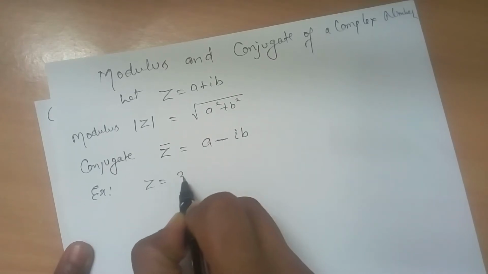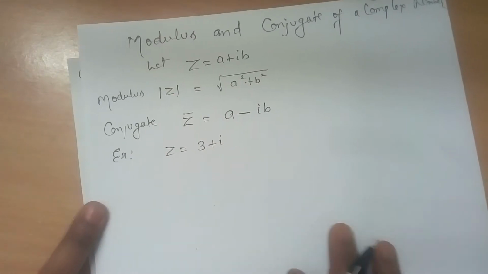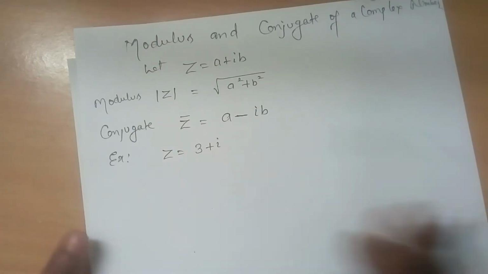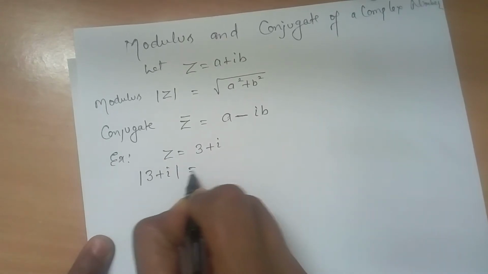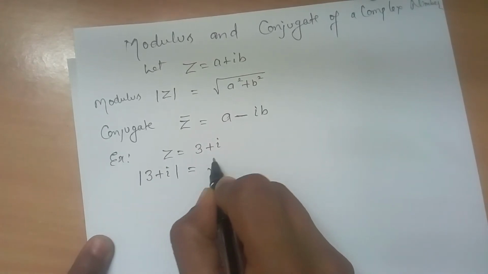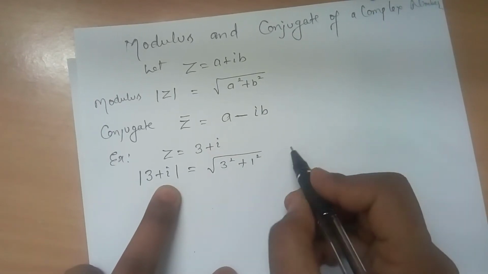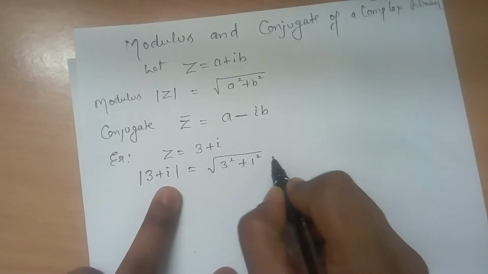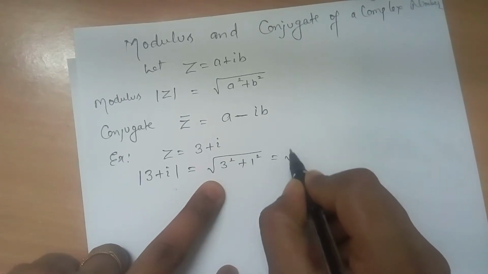z is equal to 3 plus i. Now here we have to find the modulus as well as the conjugate. So first we'll find the modulus. The modulus of 3 plus i is equal to the square root of 3 square plus 1 square, which is equal to root of 9 plus 1, 10, root 10.